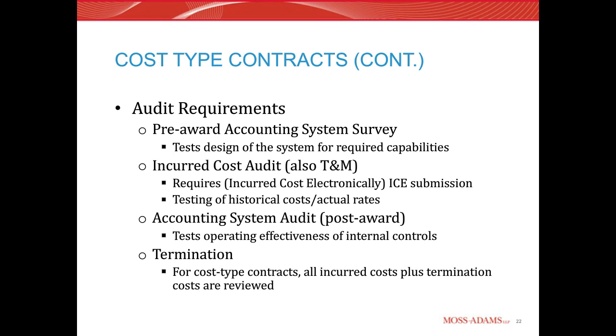Once you get the contract, then you have an incurred cost audit every year, typically to get your indirect costs back. If there's a T&M commercial contract, a time and material contract, there's also an audit related to that as well. We'll get into that a little bit later. There's a post-award accounting system audit, which typically focuses on how effective the internal controls are. So how are they actually operating? Whereas with the pre-award, we look at it from a perspective of, does the system look like it could control and operate effectively? And the post-award, we actually test it and determine that it did or not.